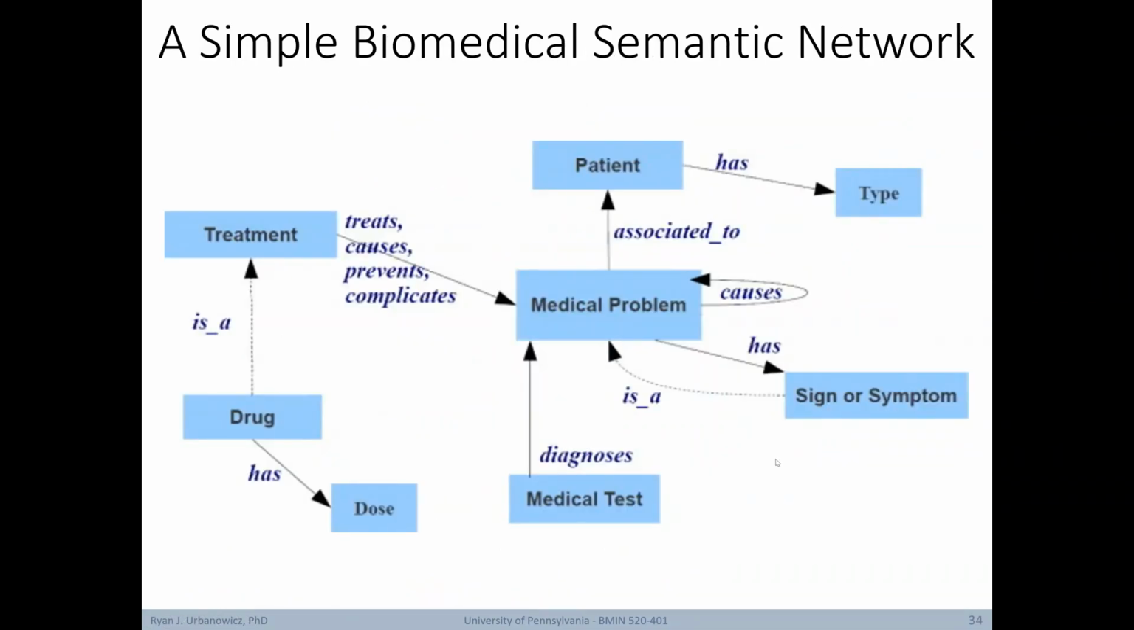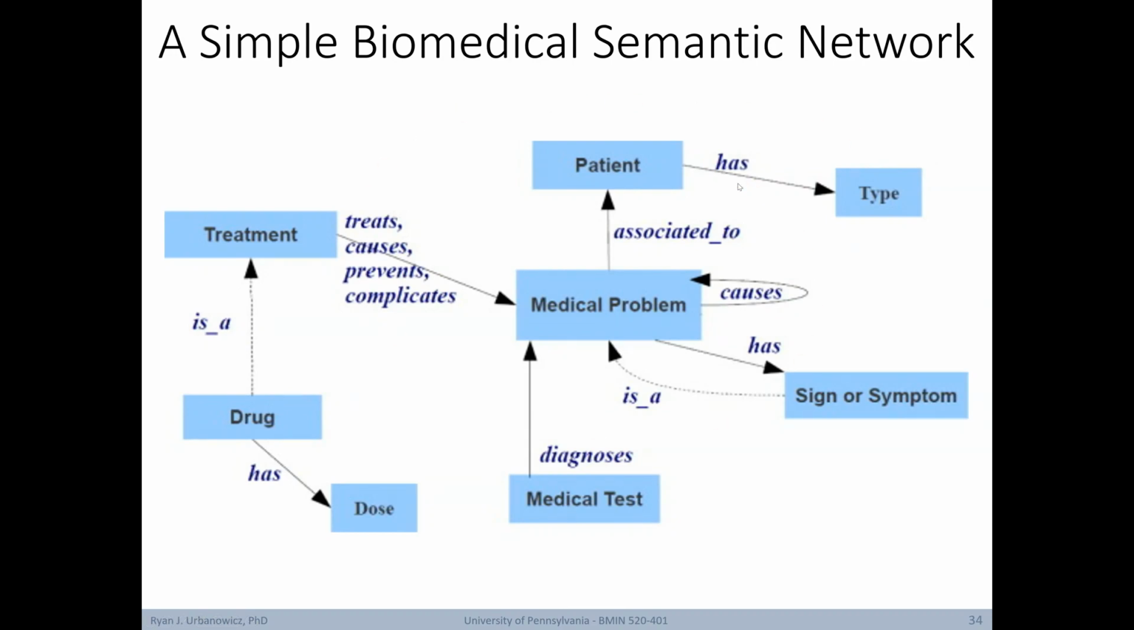Now let's look at a simple biomedical example of a semantic network. We can see a number of the relationships we've already talked about on edges of this network, such as is a, has, and causes. At the center of this network is a medical problem. Sign or symptom is a subclass of that medical problem because it is a medical problem. Over on the left we have a drug, which is a subclass of treatment. And there's a connection between treatment and medical problems that could either be treats, causes, prevents, or complicates, depending on the context.